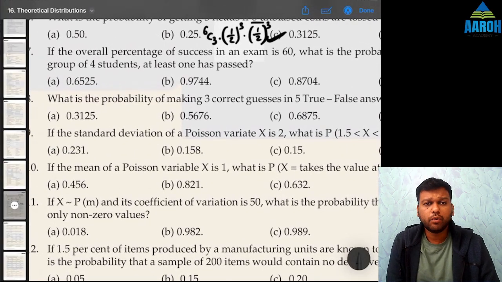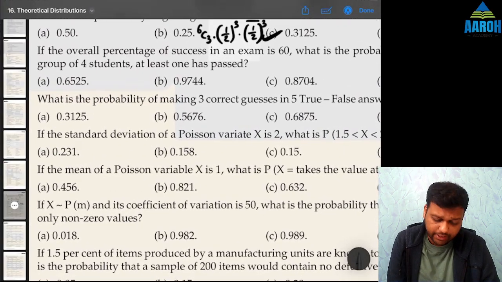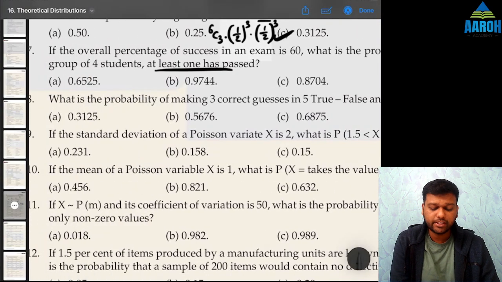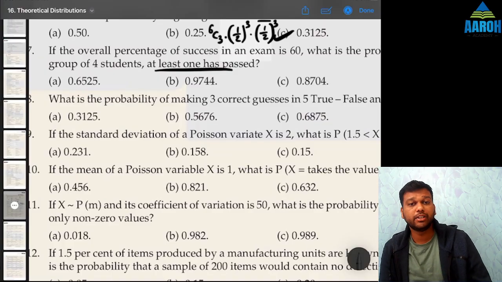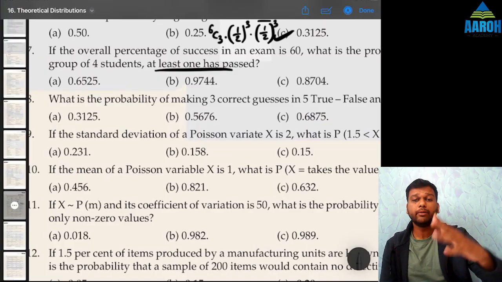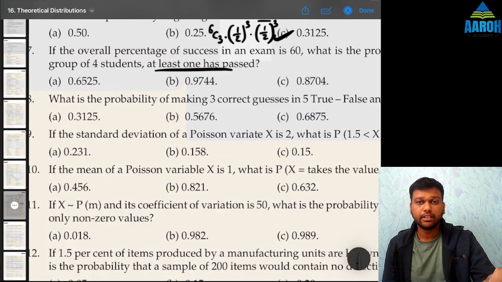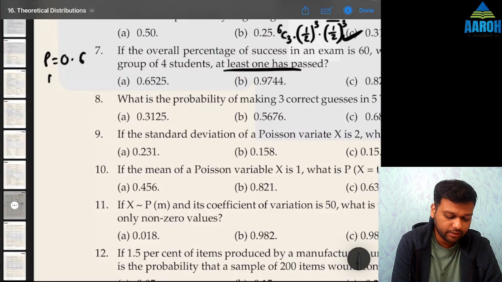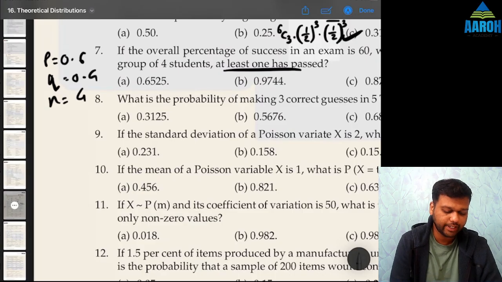Seventh, if the overall percentage of success in an exam is 60, what is the probability that out of a group of 4 students, at least one has passed? Again, binomial distribution. Why? Because the success probability is 60% or 0.6. That means the failure probability Q is equal to 0.4.